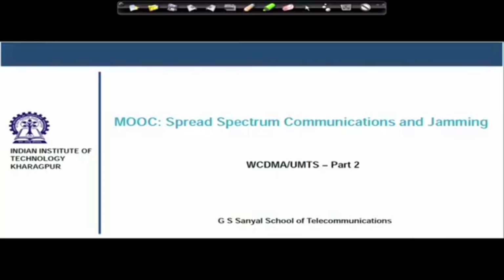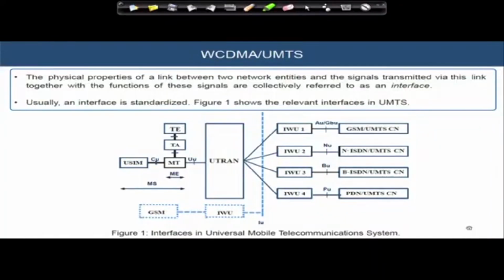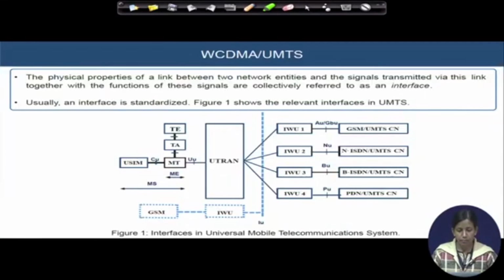Hello students, we were discussing the wideband code division multiple access specification and its network architecture. Today we will discuss in a little more detail the specification of this communication system. We understand that the physical properties of WCDMA target 3G mobile communication systems worldwide.